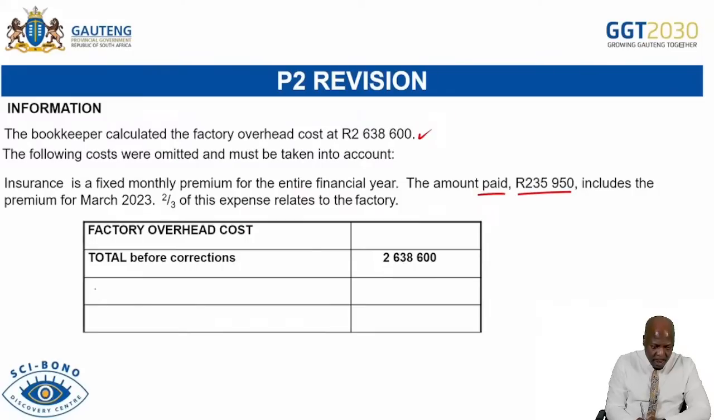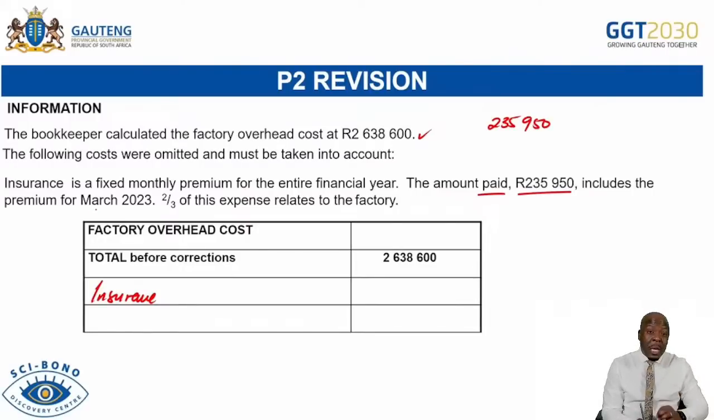So we come here and then we're going to say insurance. All right, and then we're now going to say of the insurance. First, we have to know how much it is. Here we're given the 235,950. But we know this is for 13 months because our financial year ends in February. However, we also have a premium for March. It means we have paid 1 month in advance. We don't want the 13 months.